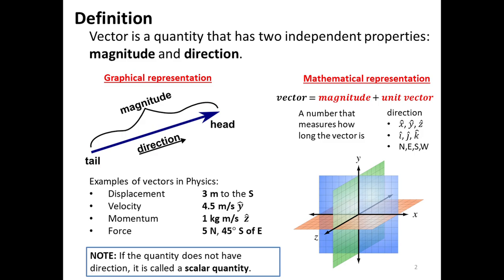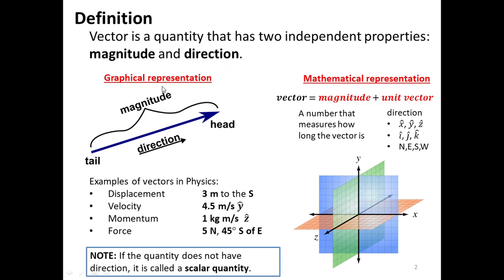A vector is a quantity that has two independent properties, and these two independent properties are known as the magnitude and the direction. Magnitude is the one that is giving you an idea of how long or how short or how strong the vector is. And direction is giving you the direction the vector is pointing.